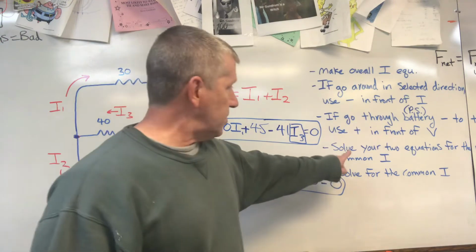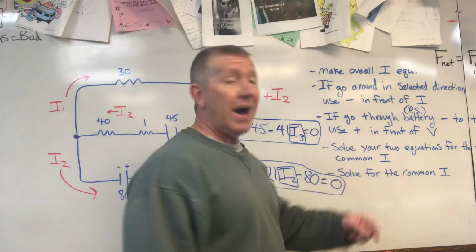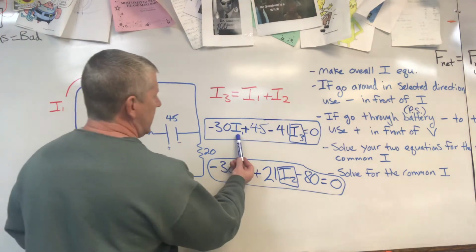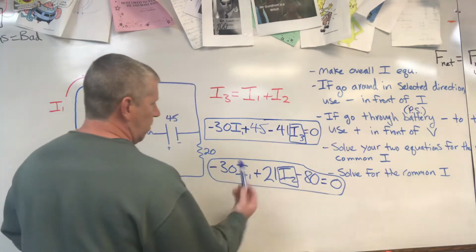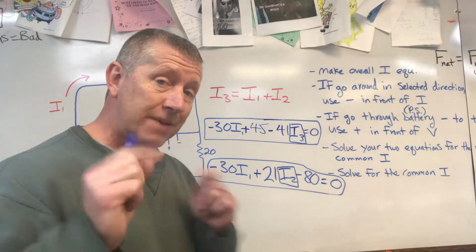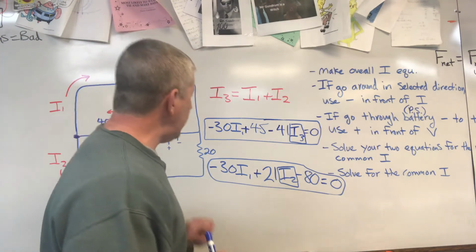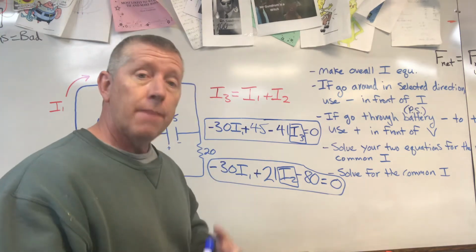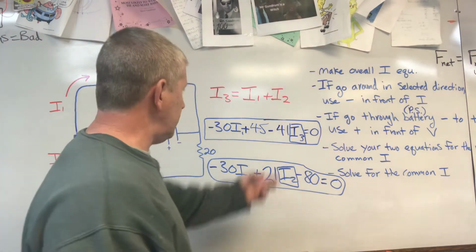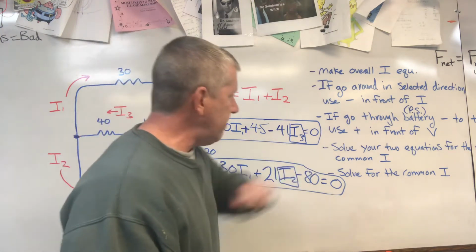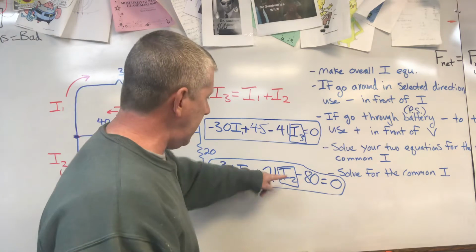Next blurb. Solve your two equations for the non-common I value. What do you mean non-common? Well, look at this. This is an I1 and an I3. This is an I1 and an I2. They both have an I1. That's the common term. So I'm going to solve this equation and this equation for the non-common term. So not I1. I'm going to solve this one for I3, and this equation for I2. And that's what that means.